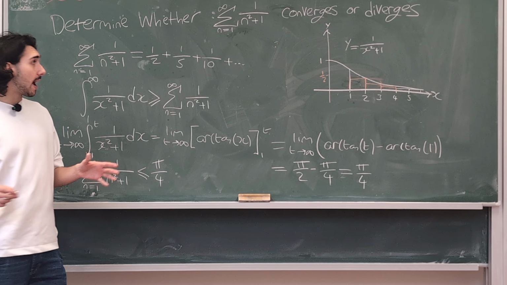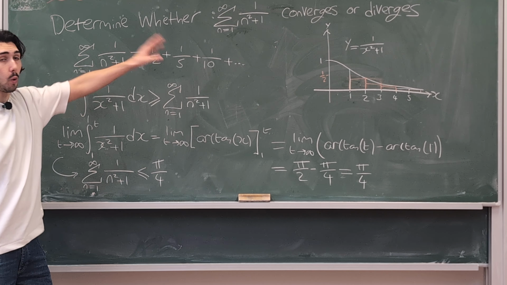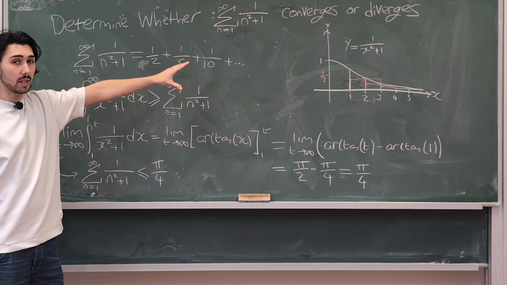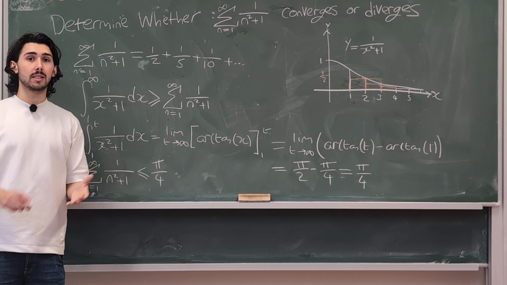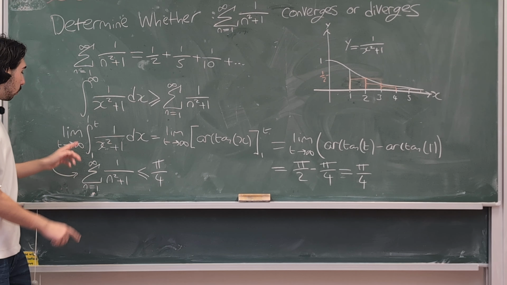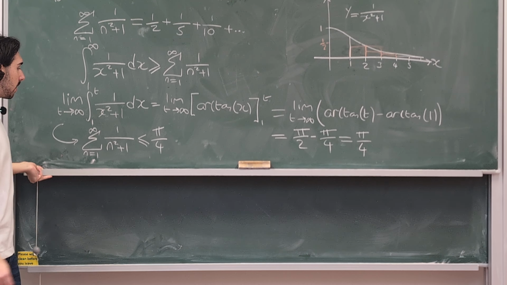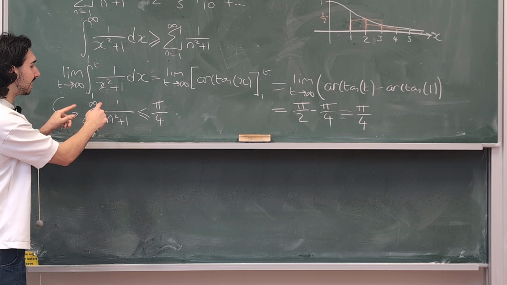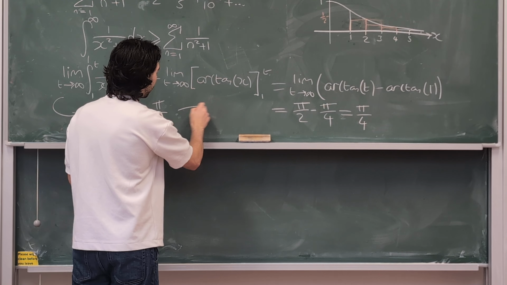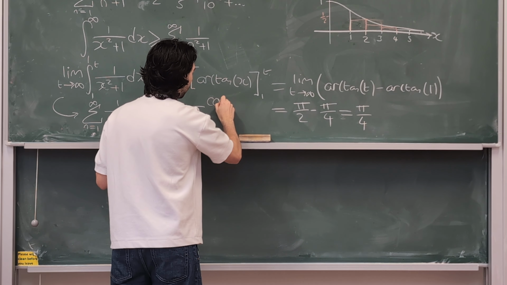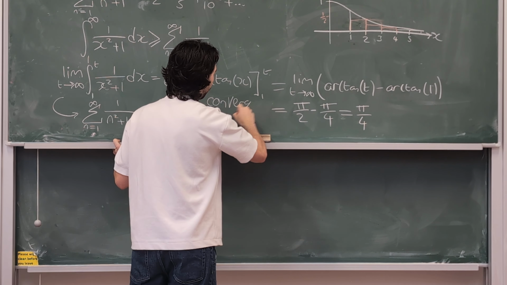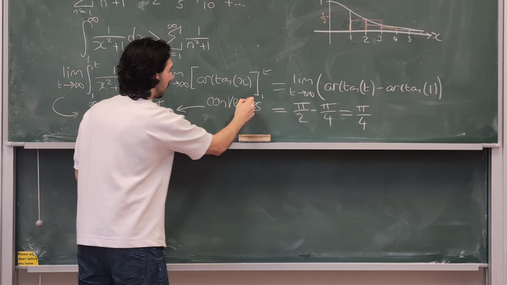We don't know the actual value of the sum. We're not working out what the actual value of this thing is. We're just trying to see whether it is infinite or finite, and we have worked out that it is finite. It converges because it is less than pi over 4. We found an upper bound for it, so the sum converges, as we guessed, basically.